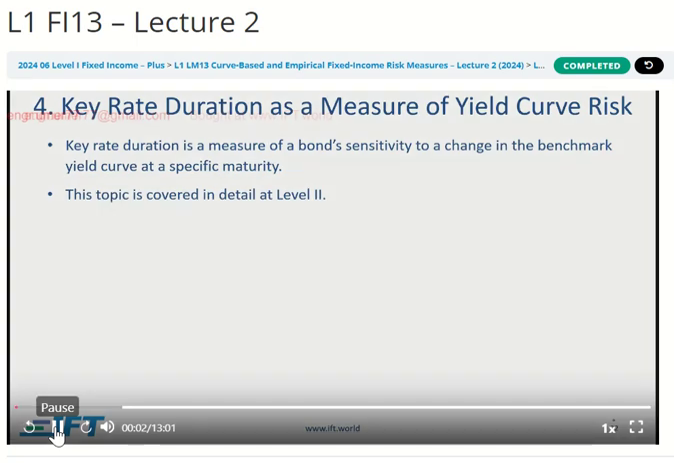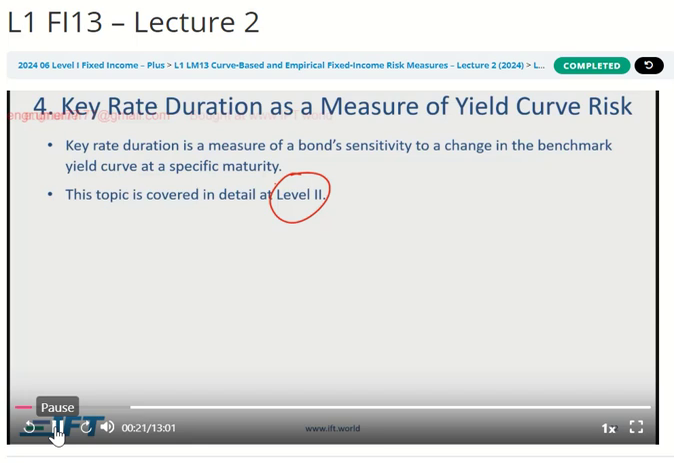Look at key rate duration. And as I was telling you earlier, this topic is covered in more detail at level 2. So if you feel a little bit confused, it's okay. At this current level, you don't need to understand this in that much detail.